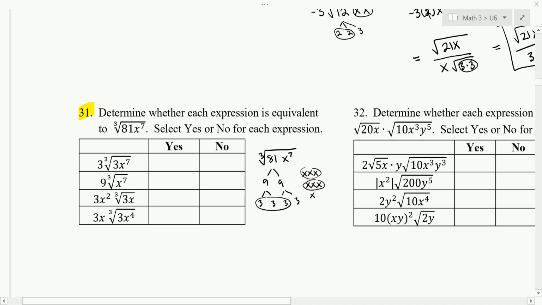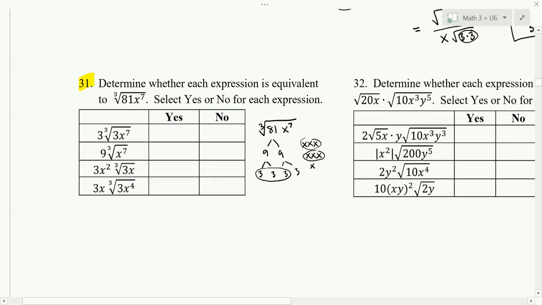Okay, so let's see what happens here. So our first expression is 3 cube root of 3x to the 7th. So they kept the x to the 7th, but they no longer have that 81. They have a 3 underneath, so they changed the 81 only. So if we change the 81 only for ourselves, we would get 3 cube root, there's a 3 left over, x to the 7th, which is exactly what they have, so that's a yes.